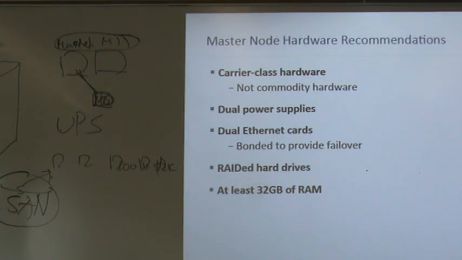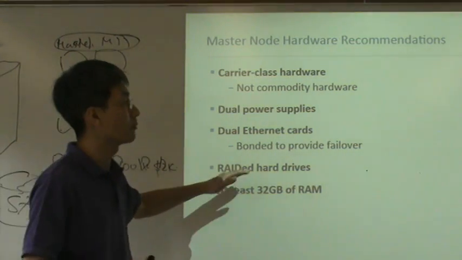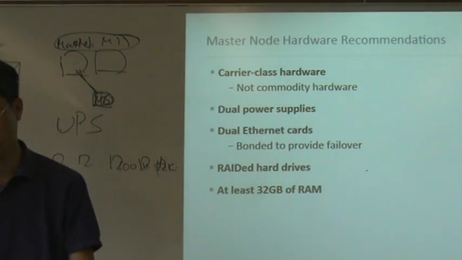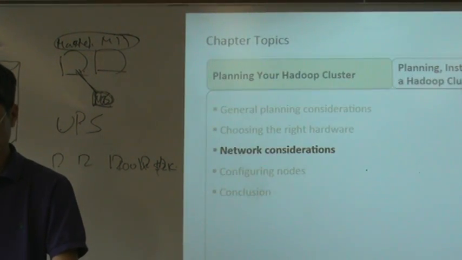And a dual Ethernet card or dual Ethernet network, not only for wider bandwidth, but also can be used for backup. The hardware RAID in this case means mirroring and striping, especially mirroring. At least 32 gigabytes of memory.